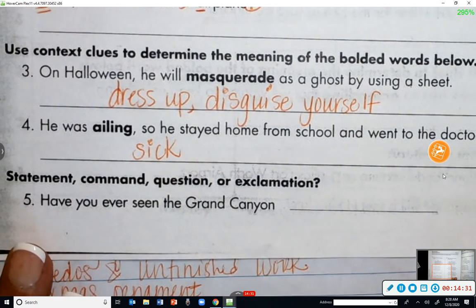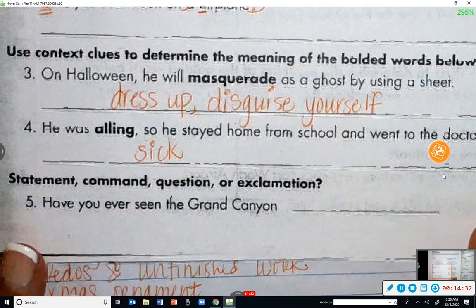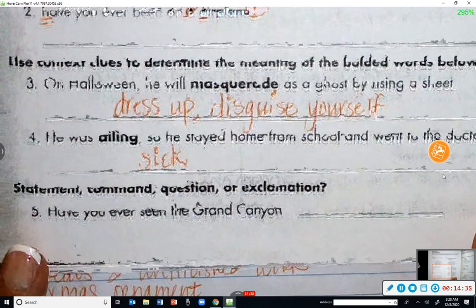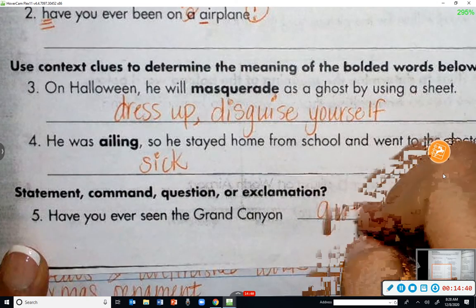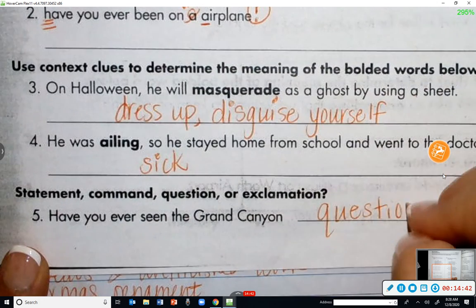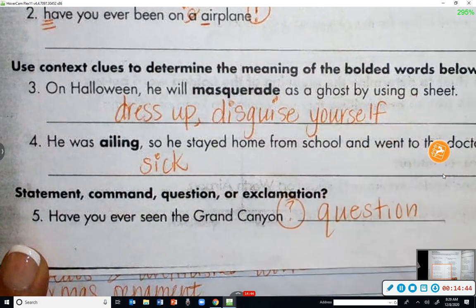Number 5, statement, command, question, or exclamation. Have you ever seen the Grand Canyon? Aaliyah? Question. Good. So that should have a question mark.